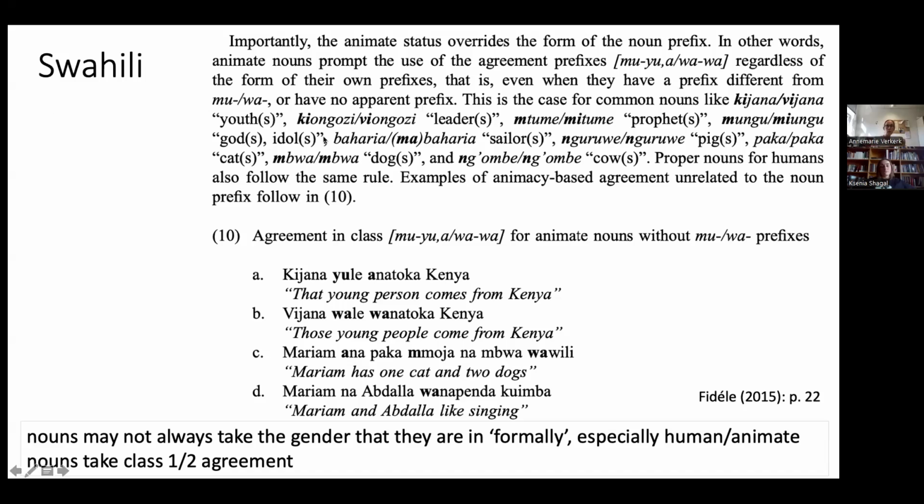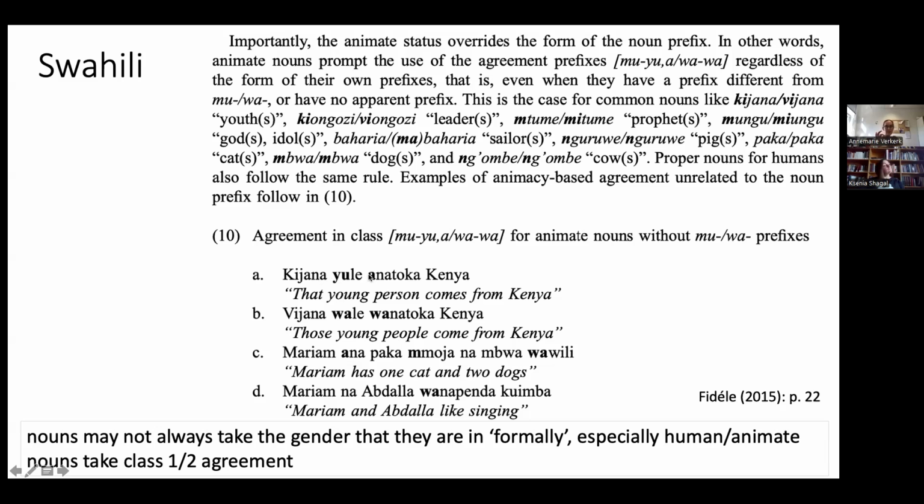You can see the nouns for youth, leaders, prophets, gods, idols, sailors, pigs, cats, dogs, cows. If you look at all of these nouns, you can see what the pattern is here. I would ask you if we were doing a proper interactive lecture, which we are not. They're all animate. So this is what the author calls animacy-based agreement, and this is what it looks like. We have the word for a young person. It's not glossed, sorry, but nevertheless, it comes from a different class. But it's an animate noun, so it takes the mu and the wa prefixes in the rest of the sentence.